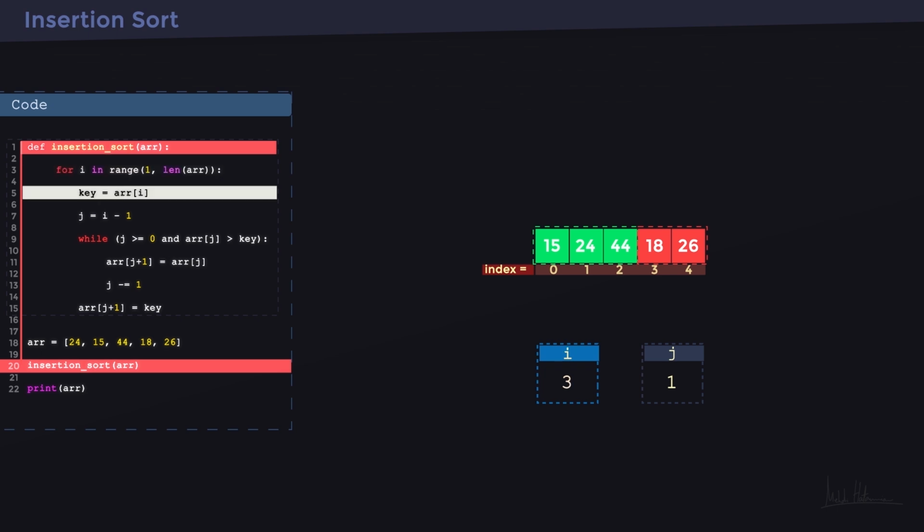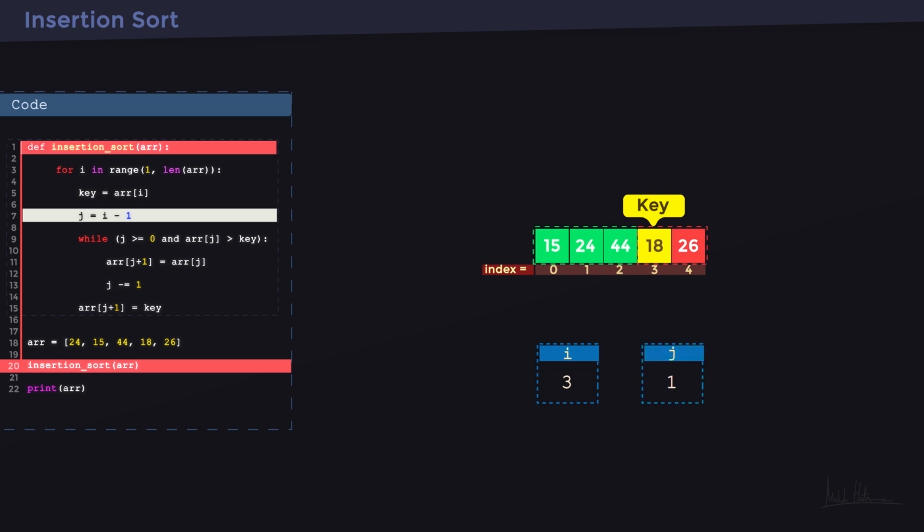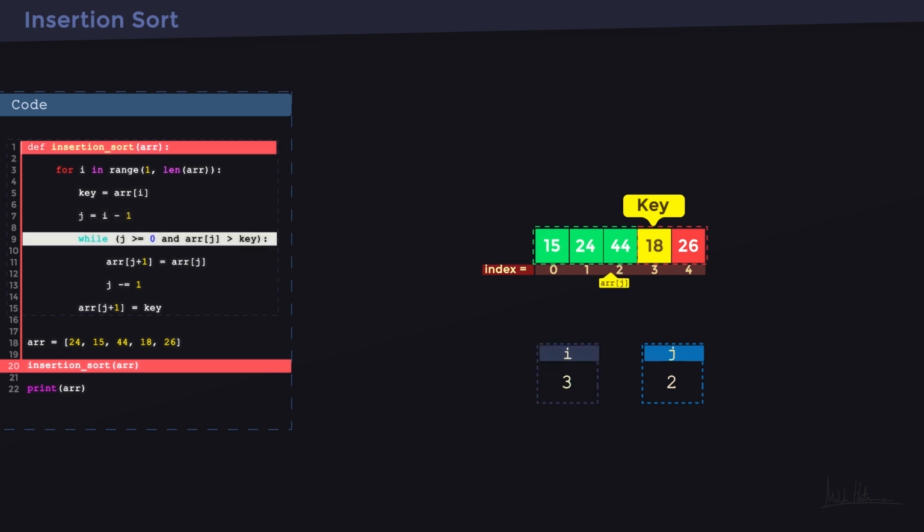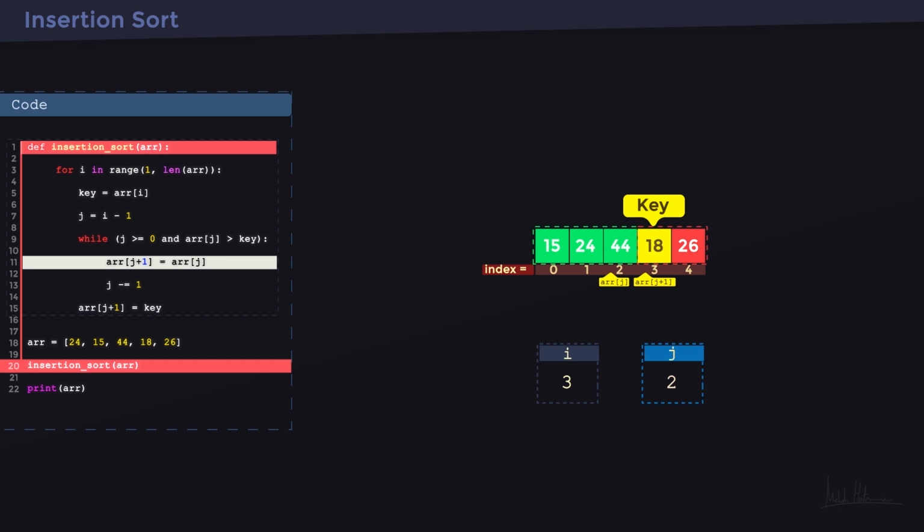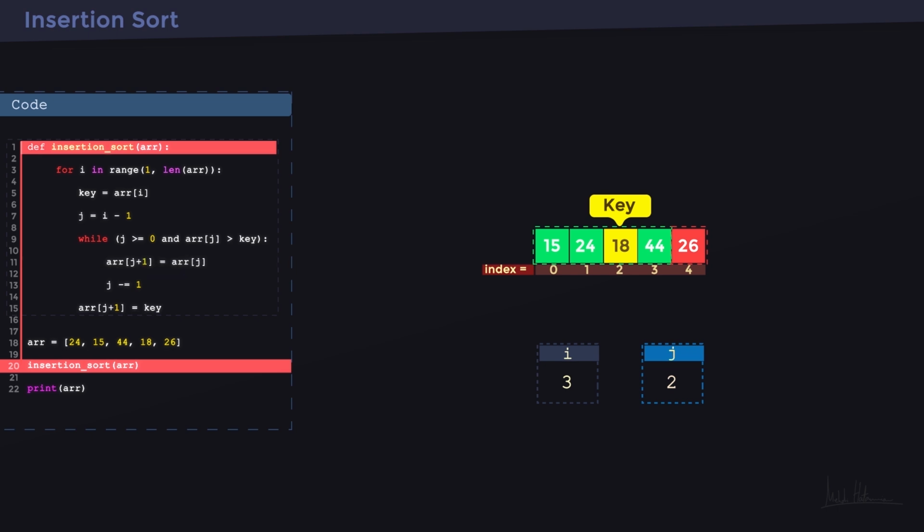Assign ARR of I to the key and determine the j value in the following line. j is equal to 2. Then go to the next line and check the condition. ARR of j is greater than the key. Therefore, go inside the loop and swap 18 with 44. Now we must check if the previous item is also greater than the key or not. Decrement j.